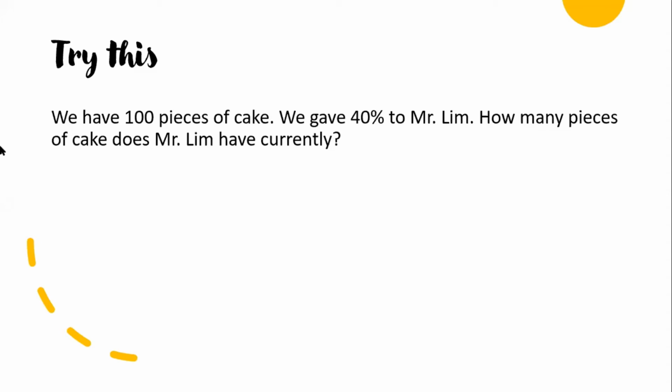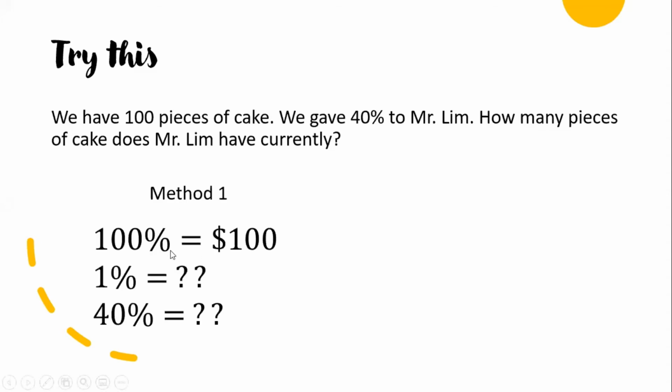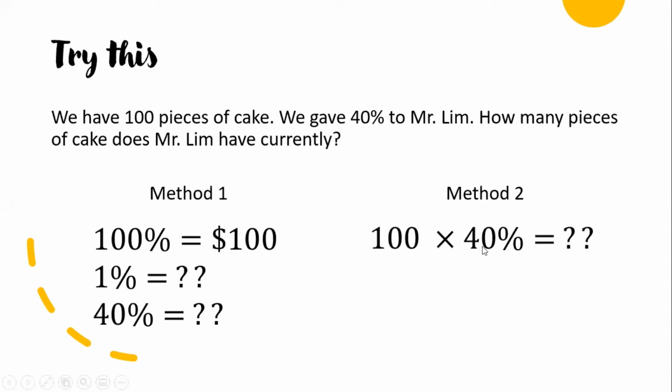So in terms of this, we say 100% is equal to, okay, ignore the dollar sign. It's not dollars. It's 100% of cake. So 1% equals how much, and 40% equals how much? This is what we want to get, right? Another method we can use is 100 times 40%. I will go through method one and then method two.